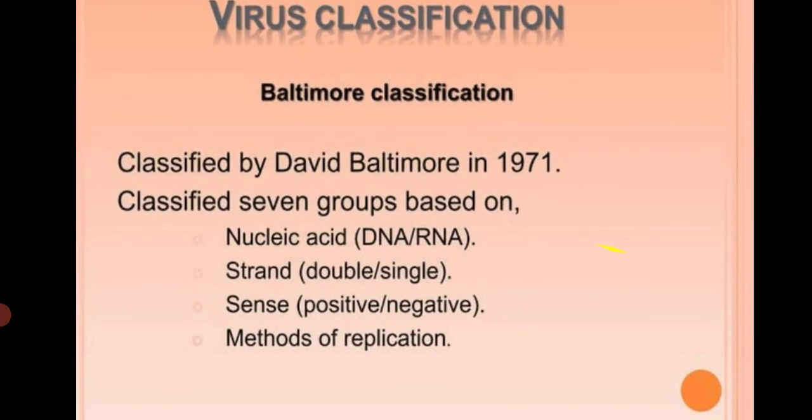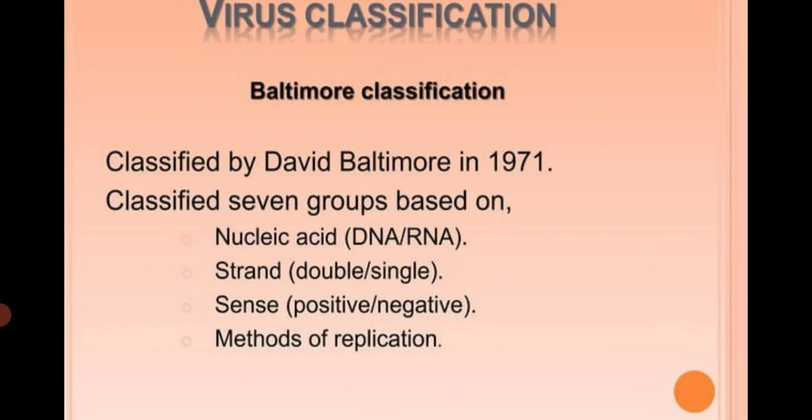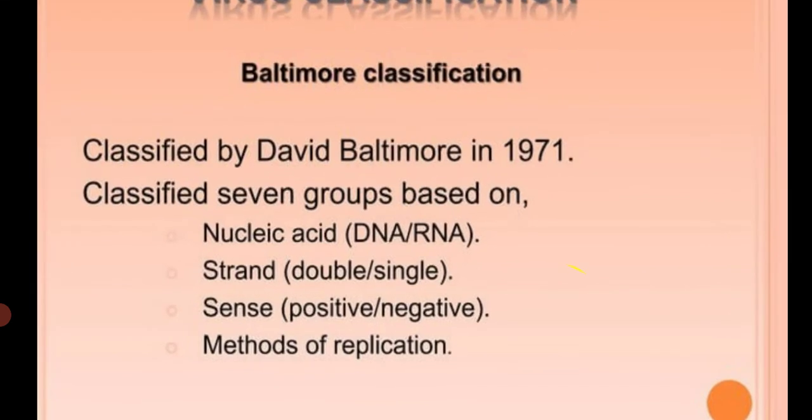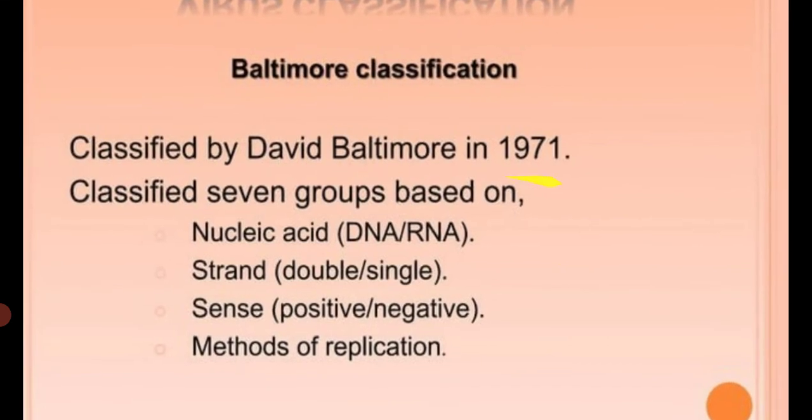Then next system of viral classification, that is the Baltimore classification, and it was given by the scientist David Baltimore in 1971. According to David Baltimore, he classified the viruses into 7 groups on the basis of type of nucleic acid, whether it is DNA or RNA, on the basis of strand, whether it is single stranded or double stranded, on the basis of sense, whether it is positive sense or negative sense.